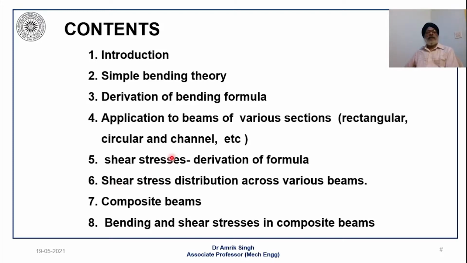We will also study the shear stress and we will derive the formulae for different sections, and then we will study the shear stress distribution across the various sections of the beams used. We will study the fixed beam or the composite beam and the bending stress and the shear stress, how to calculate in the case of the composite beams.